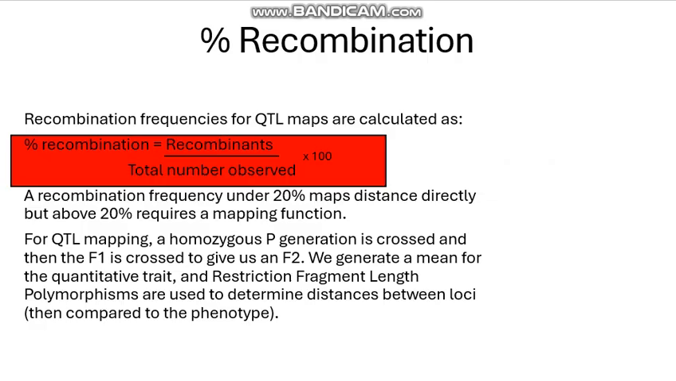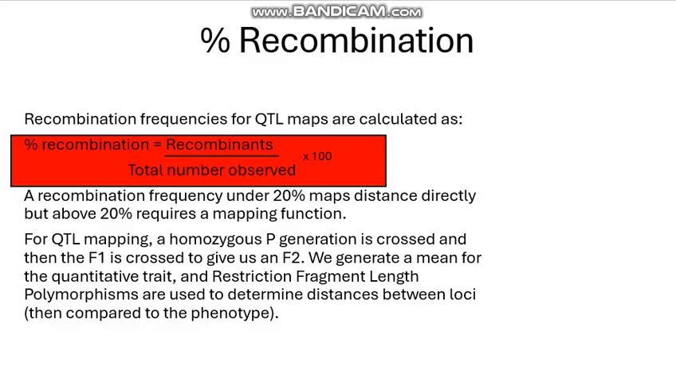Recombination frequencies for QTL maps are calculated as the percentage of recombination, and we do this by taking the number of recombinants, dividing them by the total number observed, and multiplying that value by 100. A recombination frequency under 20% maps distance directly, but above 20% requires a mapping function.